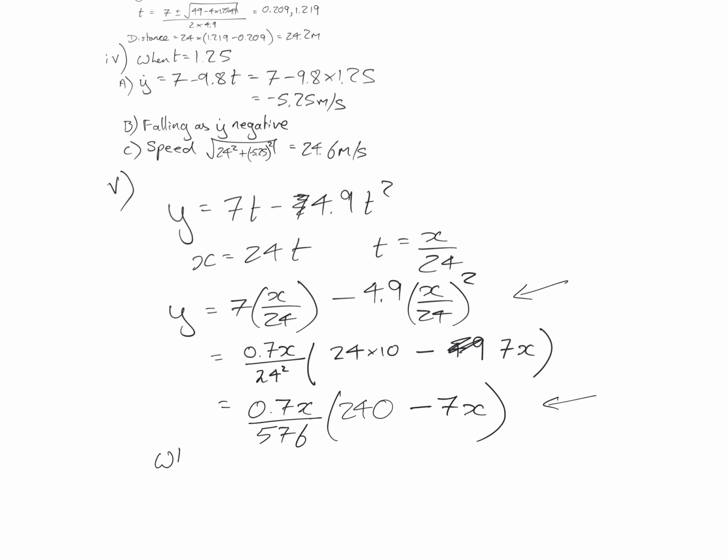The range of the ball, so when y equals 0, 240 minus 7x must equal 0, so x equals 240 over 7. Which is 34.3 meters.